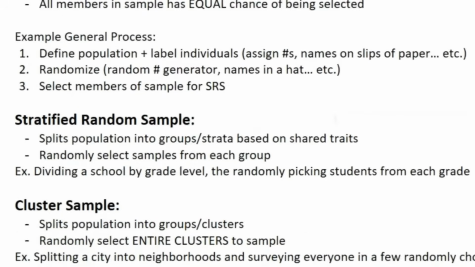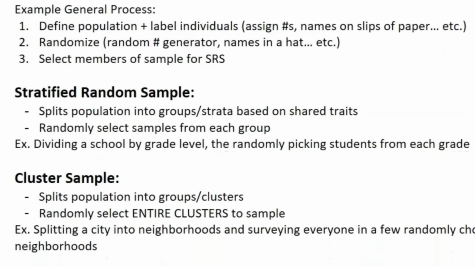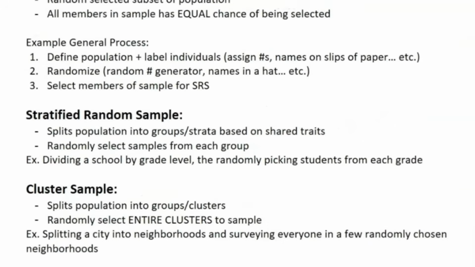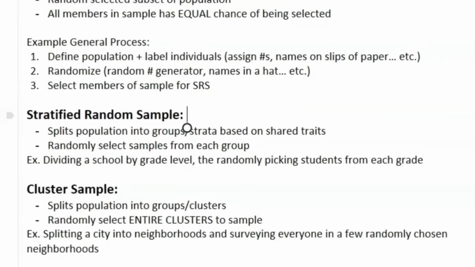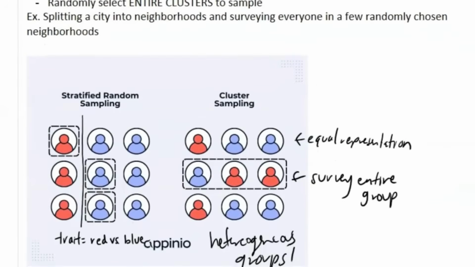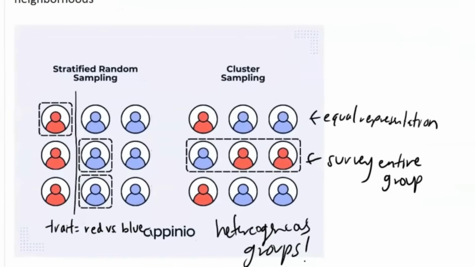Now, the confusing part with stratified random sample is there's a very, very particular close second to it, a cluster sample. Okay, it sounds very similar. You're splitting the population into groups/clusters and then randomly selecting entire clusters. I made that bold for a reason, okay? I made that capital letters for a reason. Entire clusters to sample. So an example of that is splitting a city into neighborhoods and surveying everyone in a few randomly chosen neighborhoods, okay? So here's a diagram to make sure that is depicted nicely.